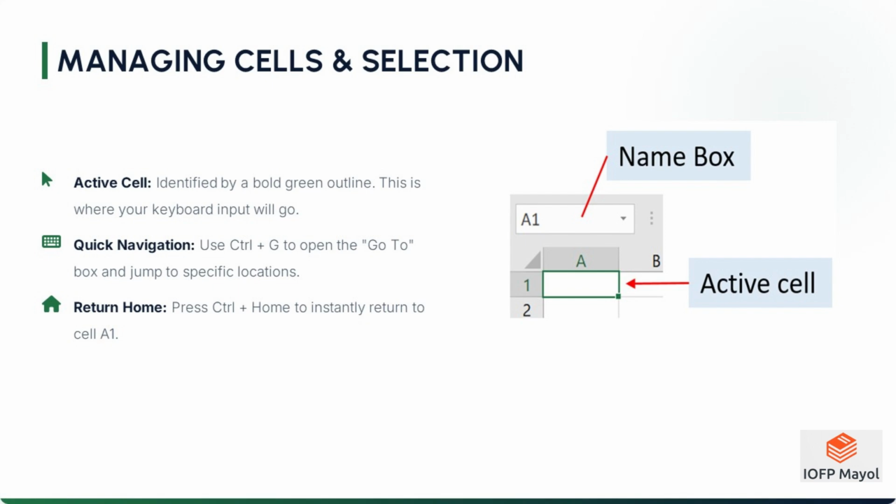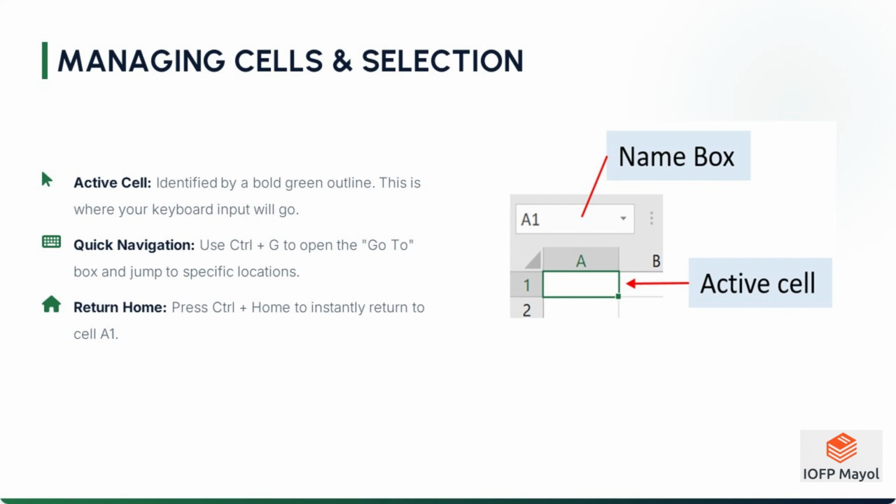Managing cells and selection. Active cell. The currently selected cell, where you can type or edit data. It has a bold, thicker outline so you can easily see which cell is active. The cell address, like A1, appears in the name box at the top left.